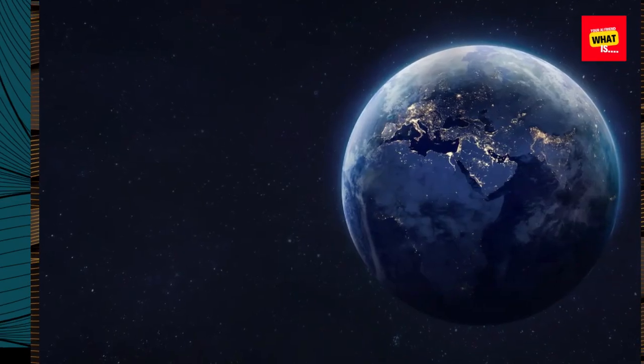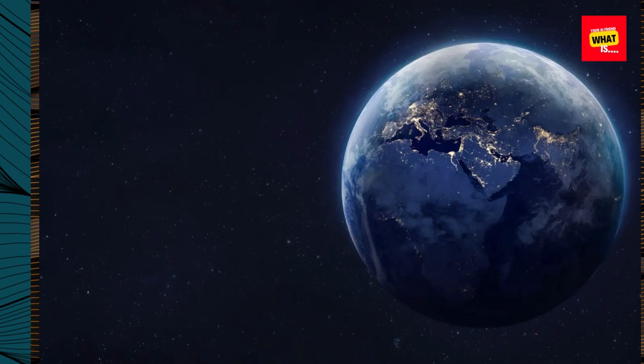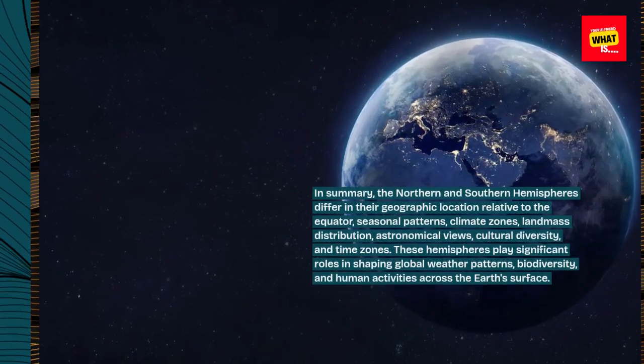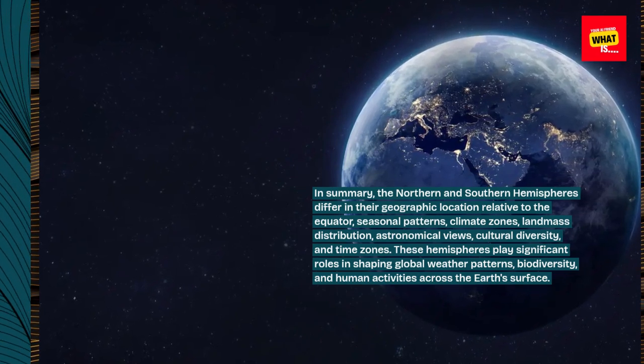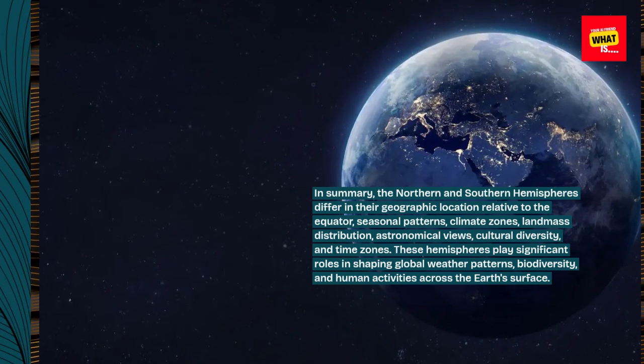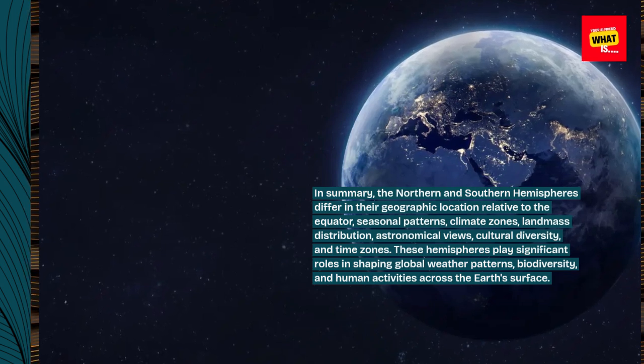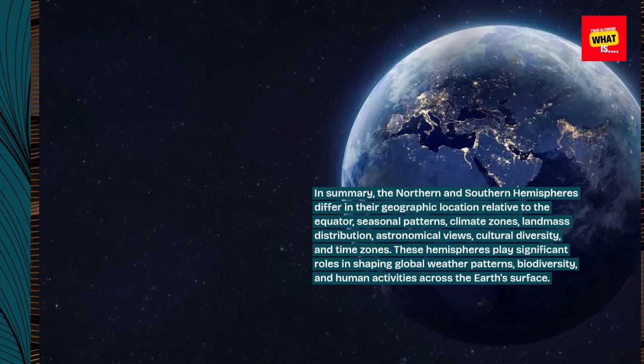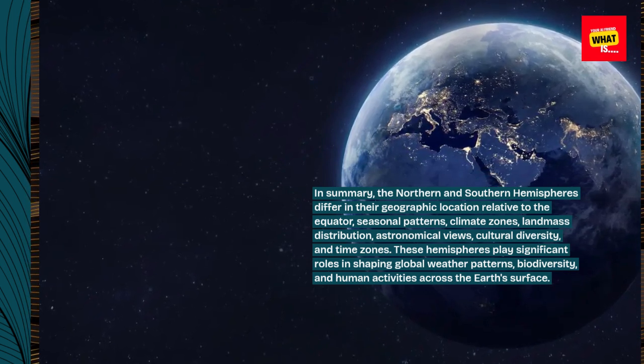In summary, the Northern and Southern Hemispheres differ in their geographic location relative to the equator, seasonal patterns, climate zones, landmass distribution, astronomical views, cultural diversity, and time zones. These hemispheres play significant roles in shaping global weather patterns, biodiversity, and human activities across the Earth's surface.